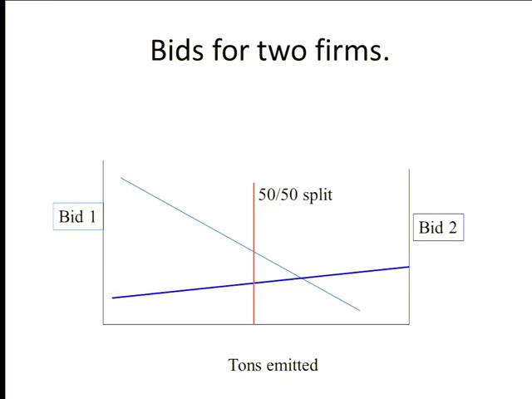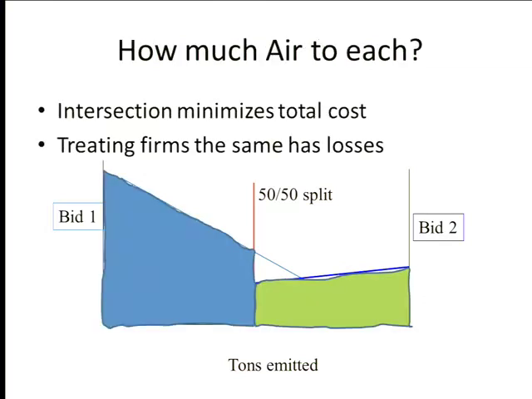And you notice I set them down so that the two firms aren't identical. One of these firms is better at cleaning up than the other. This firm is willing to pay a huge amount for a little more emissions. This firm doesn't change what it's willing to pay per unit of emissions very much at all. So they're very asymmetric firms. So how much are they worth to each?